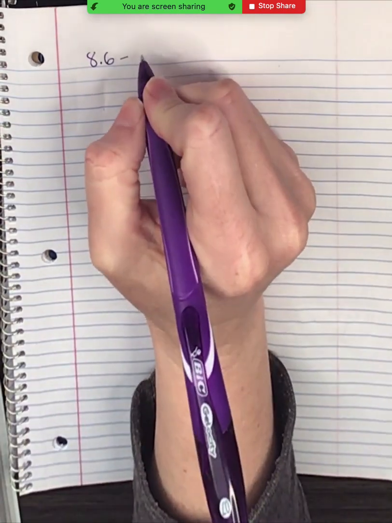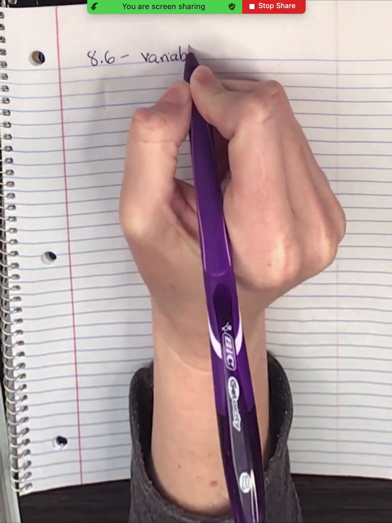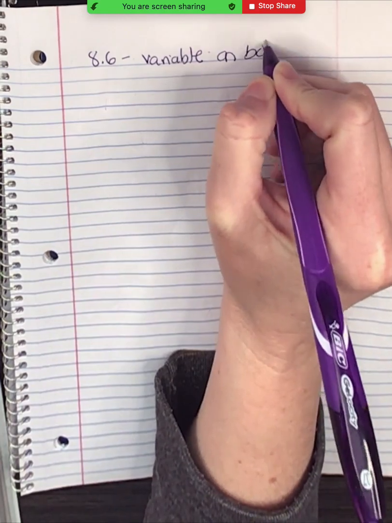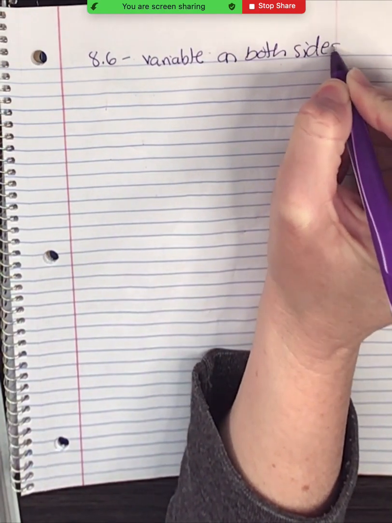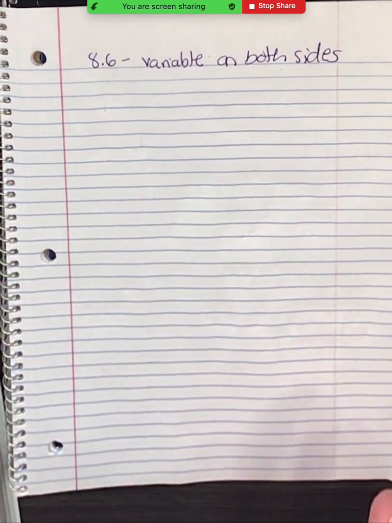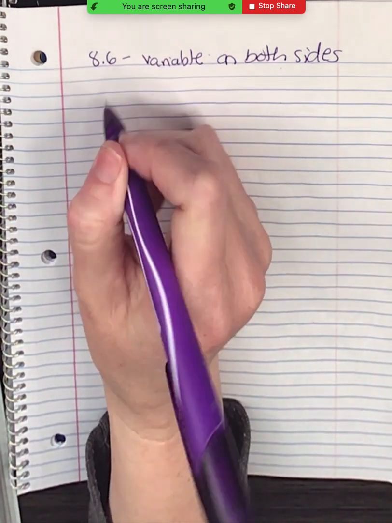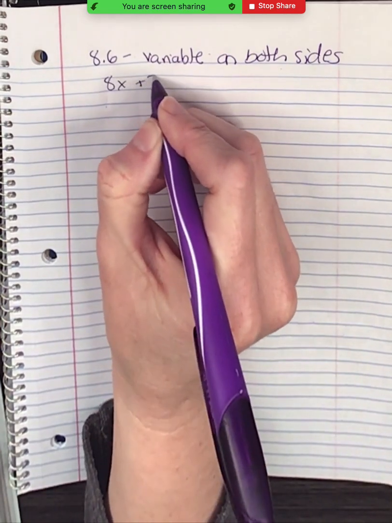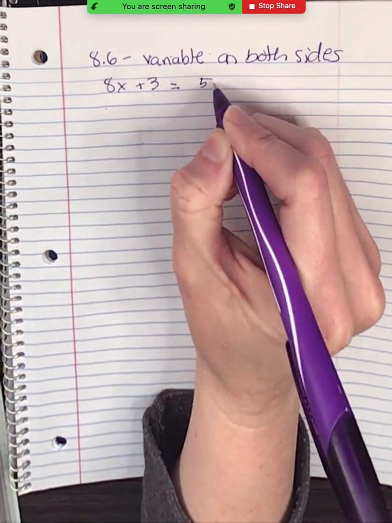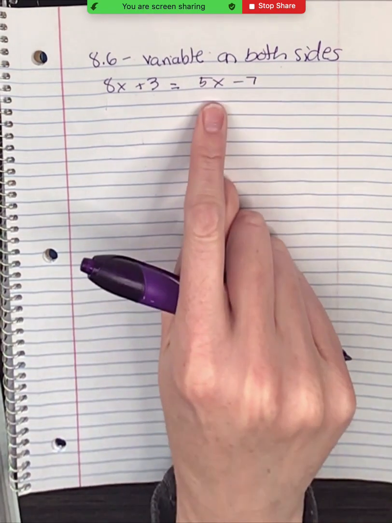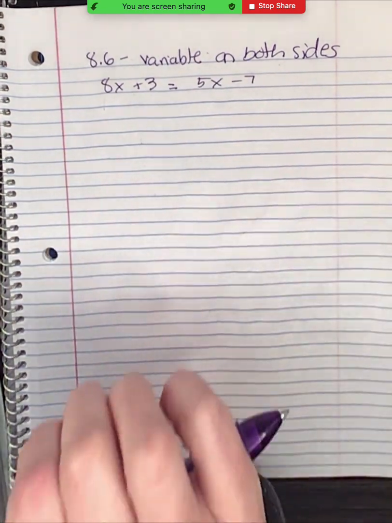Okay, so pre-algebra, finishing chapter 8 and then starting chapter 9. 8.6, we are still working on solving equations, but now you have a variable on both sides. Okay, so what that means is that with your equal sign, you have a variable on both sides. So like 8x plus 3 equals 5x minus 7. Okay, that variable's on the left and the right of the equal sign.